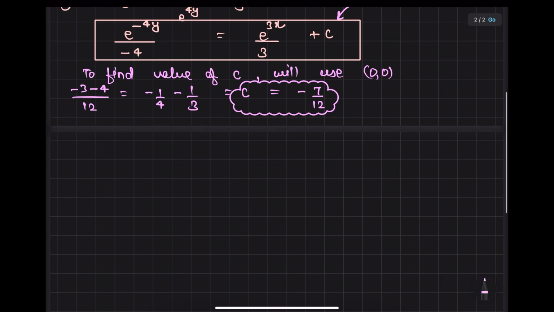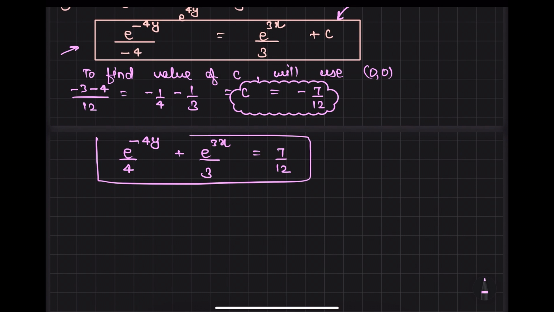Now our curve will become what? This. I'll send c to this side, meaning we will update this equation. So we have e power minus 4y by 4, meaning I have sent this element to that side. So it will become plus e power 3x by 3, and I will send c to this side, so it will become 7 by 12. So this is our curve. Now we got our curve.